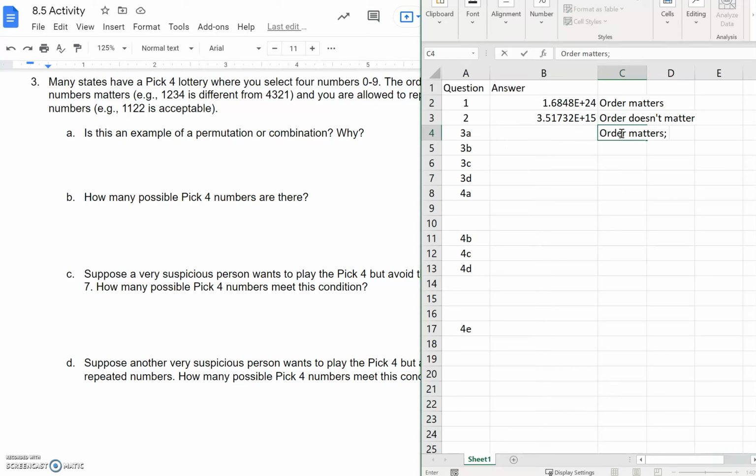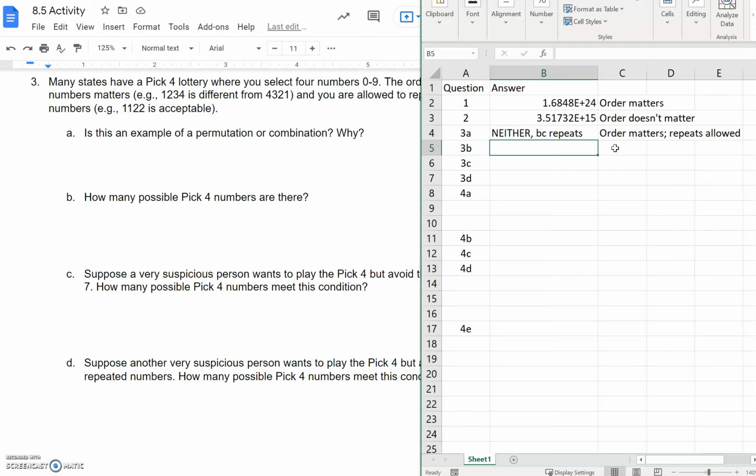However, there's a second piece to this, which is that repeats are allowed. Permutations do not allow for repeats, nor do combinations. If repeats are allowed, then we're looking at something more exponential. So is this an example of a permutation or combination? Actually, it's neither because of those repeats. So part A would just be neither because repeats are allowed. That's my very shorthand version; obviously we'd want to write that as a sentence.